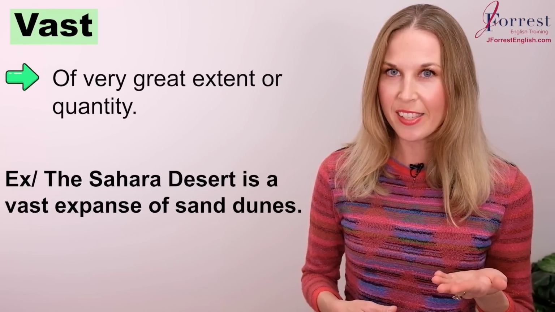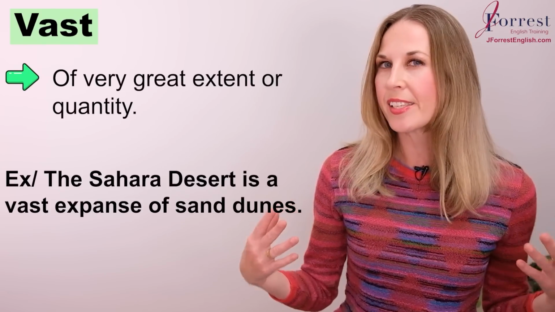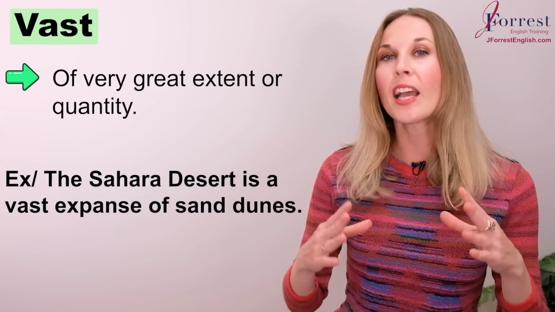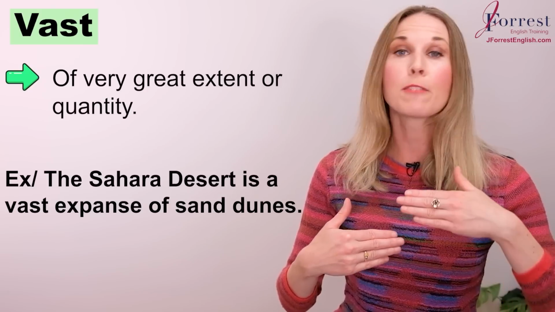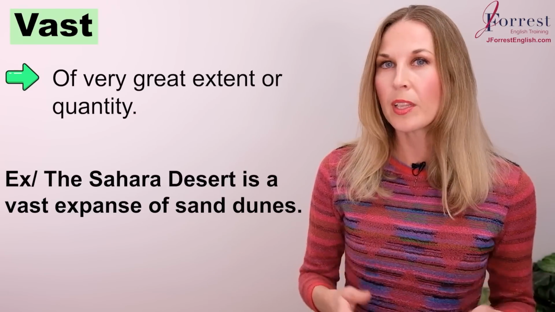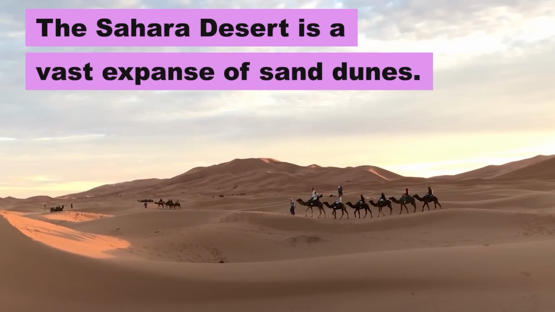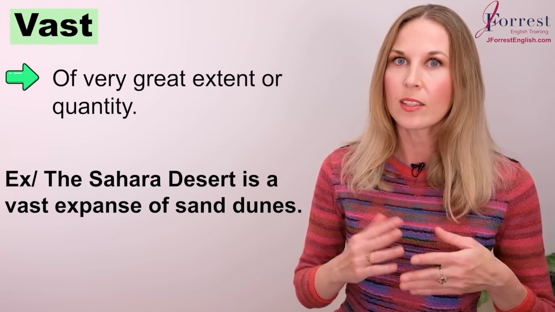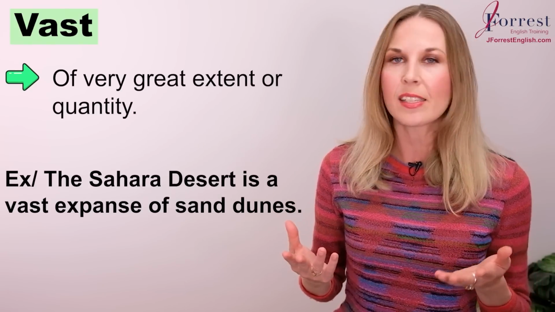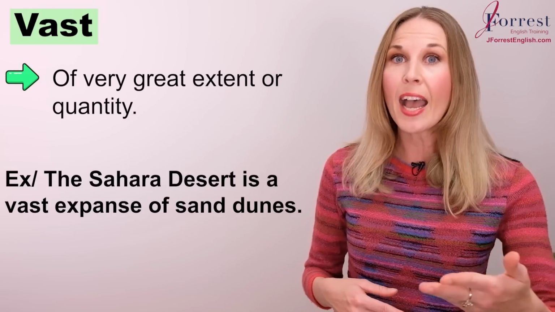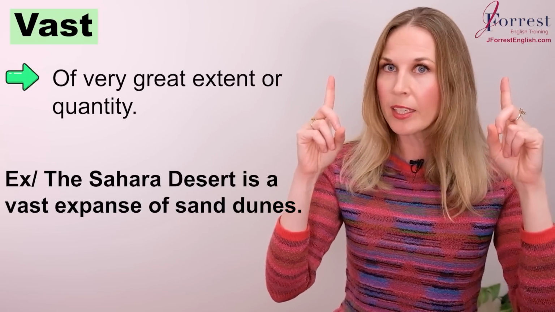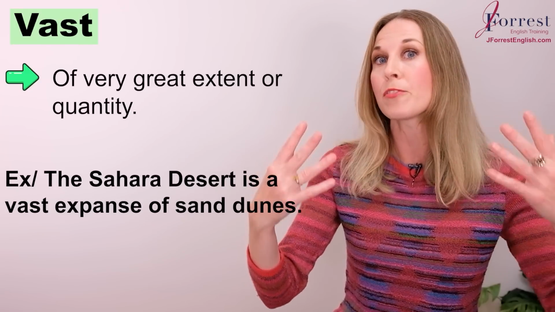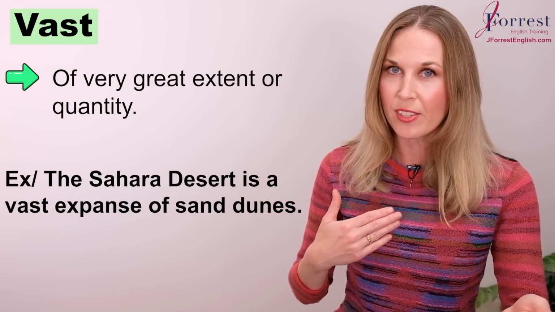Vast, vast. This means a very great extent or quantity. So when I hear vast, I know that the extent is very great. For example, the Sahara Desert is a vast expanse of sand dunes. So of course I know there are sand dunes in the desert. I know there are many sand dunes. But when I hear vast, the image I have in my mind all of a sudden changes, and I see sand dune after sand dune after sand dune because it's vast.